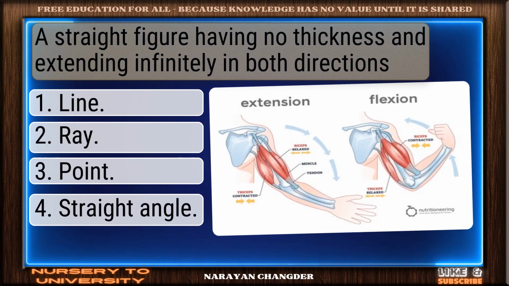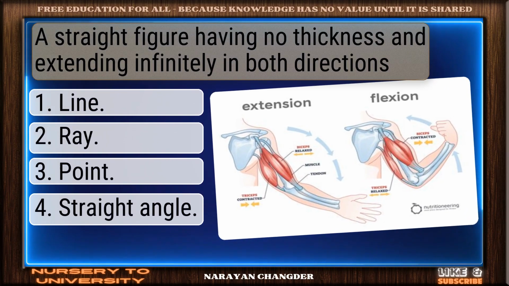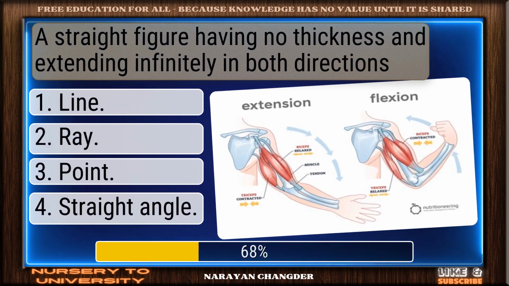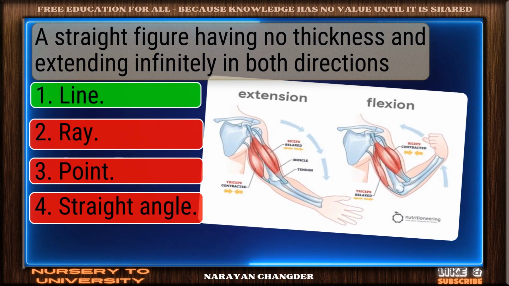Question number 27. A straight figure having no thickness and extending infinitely in both directions. Great thinking. Line is the right choice.